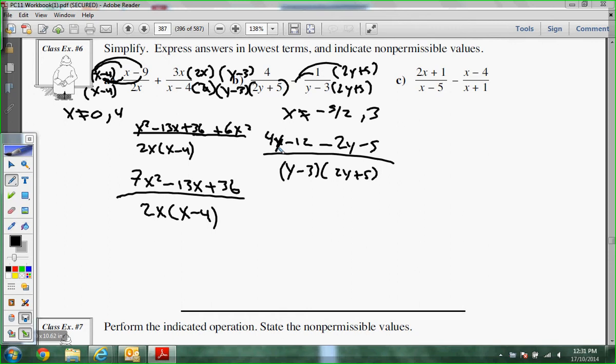All right, so we don't have any squares, so that's nice. So then 4y minus 2y is 2y. Negative 12, negative 5 is negative 17. So that's the top simplified. Okay, so now we're just going to go ahead and keep the same bottom, and that's it.